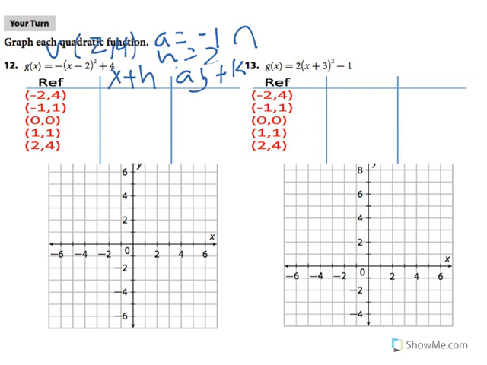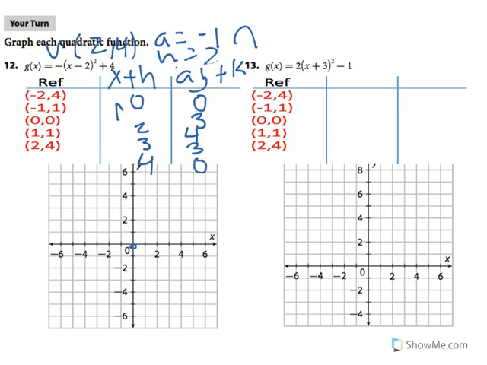So negative 2 plus 2 gives us a 0. 4 times negative 1 is negative 4, plus 4 is also a 0. Right? And negative 1 plus 2 gives us a 1. And negative 1 times 1 is negative 1, plus 4, so that gives us a 3. And 0 plus 2 gives us a 2, and that gives us a 4. And 1 plus 2 gives us a 3. And negative 1 times 1 is negative 1, plus 4, that gives us 3. And 2 plus 2 gives us a 4, and 4 times negative 1 is negative 4, plus 4 gives us a 0.